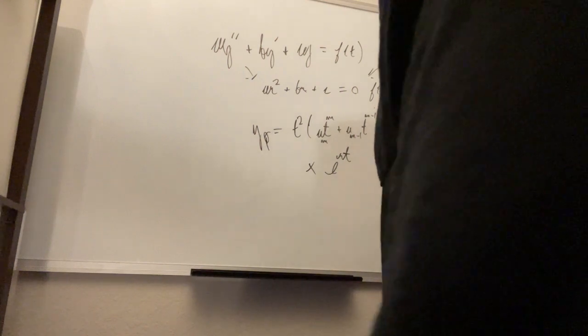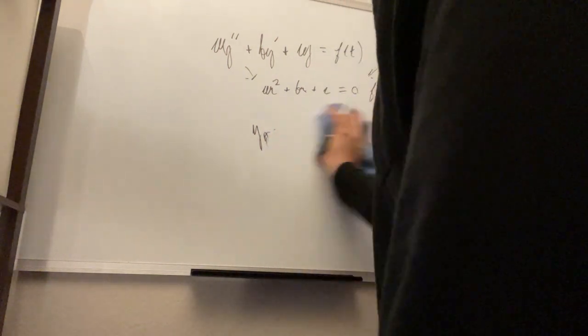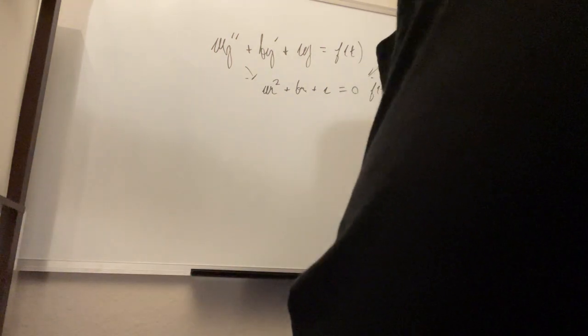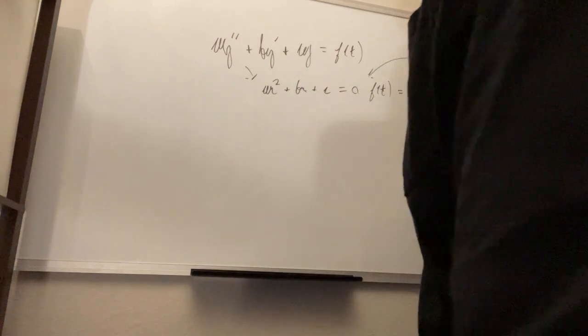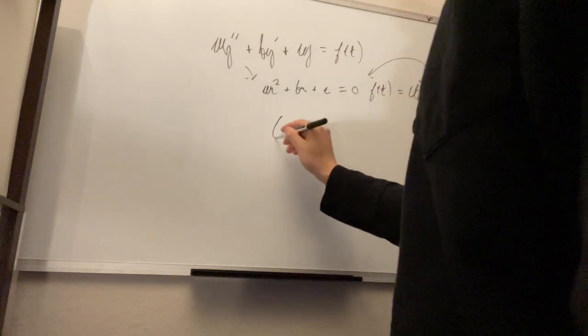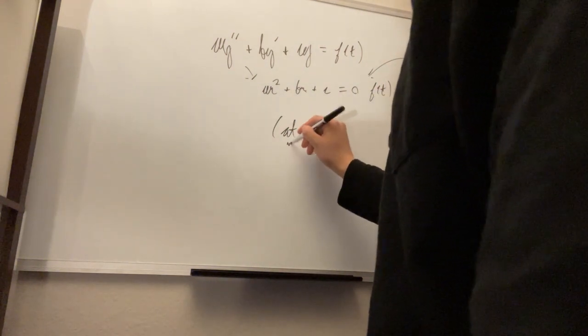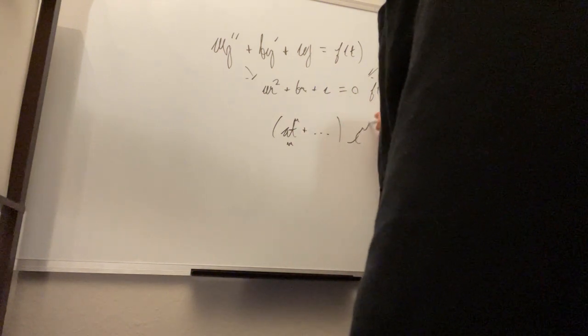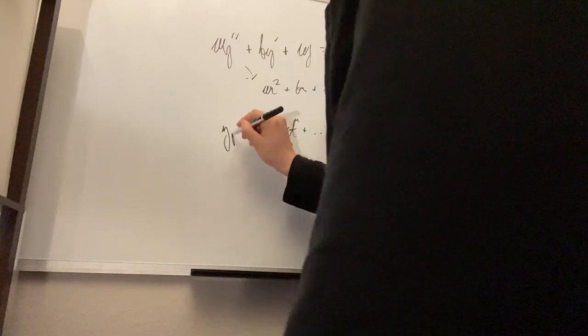Now, this was for real roots of the auxiliary equation. To summarize, this is only if it matches, in which case you have to multiply it. If it doesn't match, then you just get the arbitrary polynomial times e to the rt. So this is your particular solution.